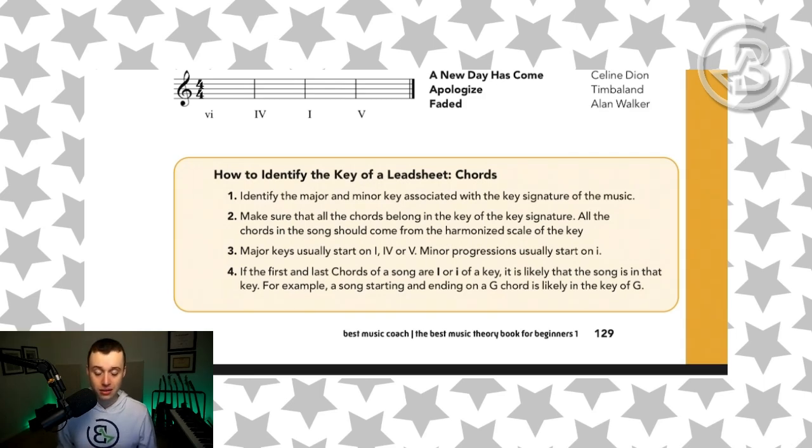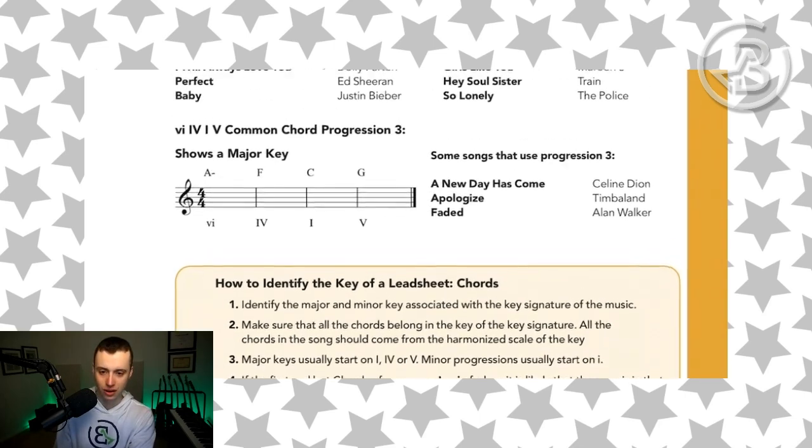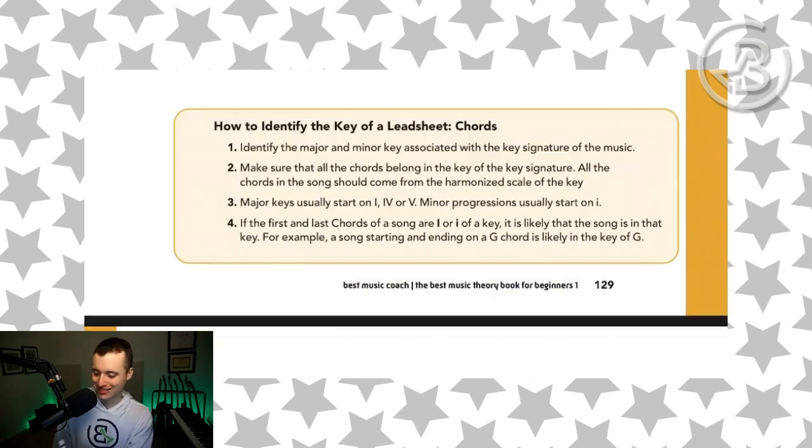Major keys usually start on 1, 4, or 5. Progressions for minor keys usually start on scale degree 1, with the exception of this 6, 4, 1, 5. That's not 1, 6, 3, 7. If the first and last chords of a song are major 1 or minor 1 of a key, it is likely that the song is in that key.